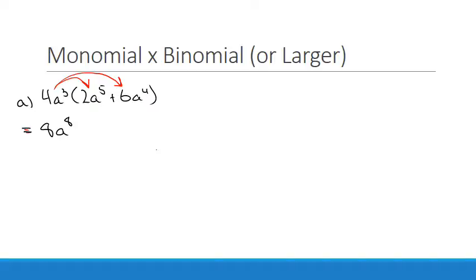4 times a positive 6 is a positive 24. A to the 3rd times a to the 4th, I add those exponents, I get a to the 7th. So again, pretty straightforward, monomial multiplications all over the place. Let's look at another one.